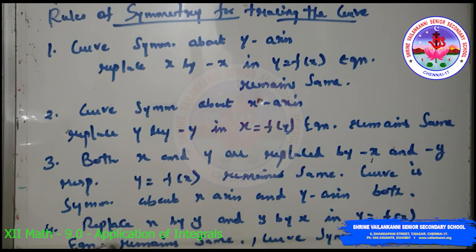So the fourth rule: if we replace x by y and y by x in the equation of the curve y equal to f of x, and the equation of the curve remains the same, then the curve is symmetrical about the straight line y equal to x.